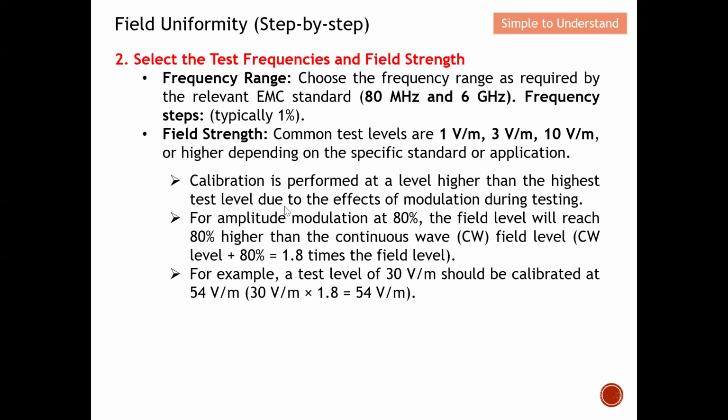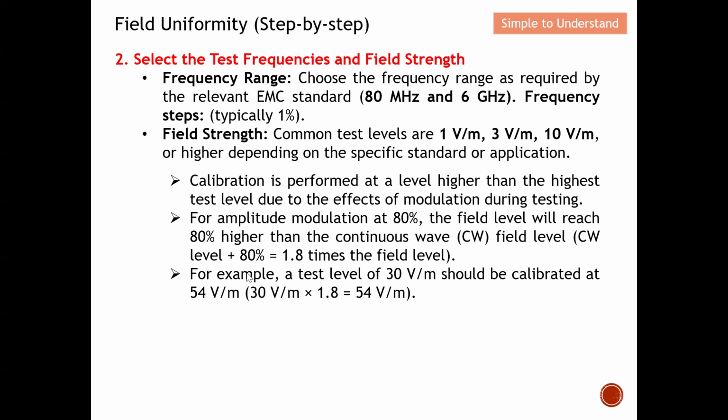For example, for amplitude modulation at 80%, the field level will reach 80% higher than the continuous wave. Which means that for AM, the field level will be higher than our conventional continuous wave. So basically we need to add in the 80% here, which means I need to add in 1.8 times the field strength. For example, if I want to test at 1 volt per meter, with amplitude modulation it becomes 1.8. Let's say it's 3, then it will be 1.8 multiplied by 3. Let's say it's 10, I need to do at 18 volt per meter.